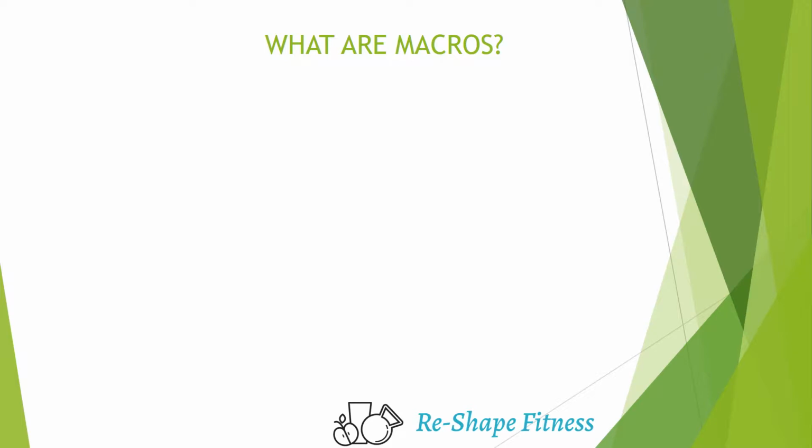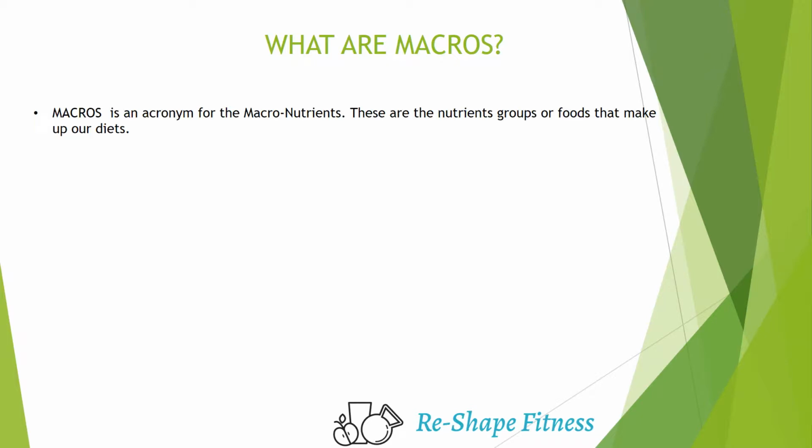So what are macros? Macros is the acronym for macronutrients. What they basically are is the nutrient groups or foods that make up our diet. So they're the types of foods that are available to us, basically. And there are three types of macronutrients.